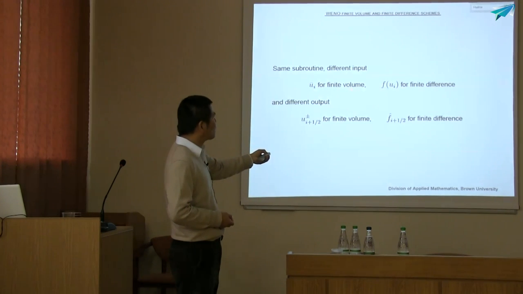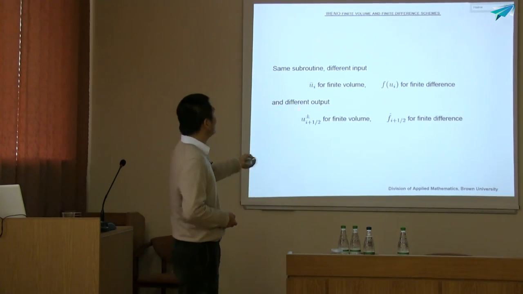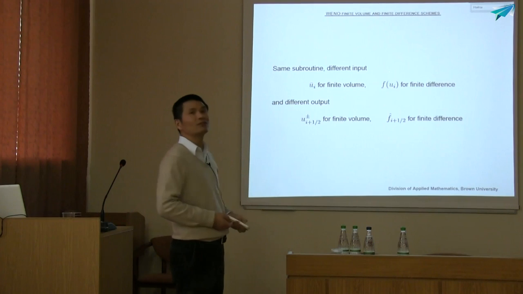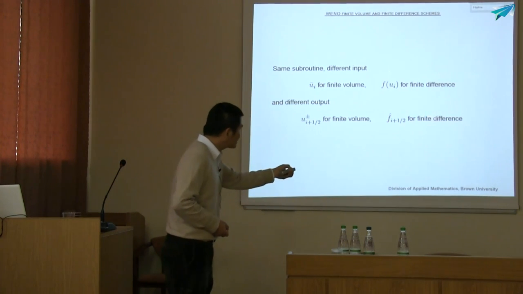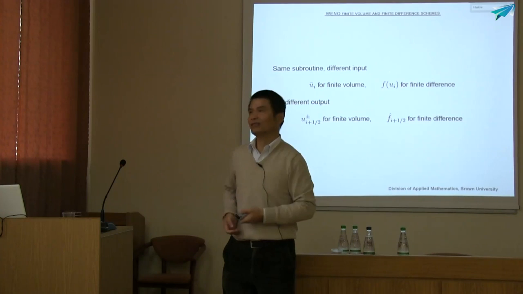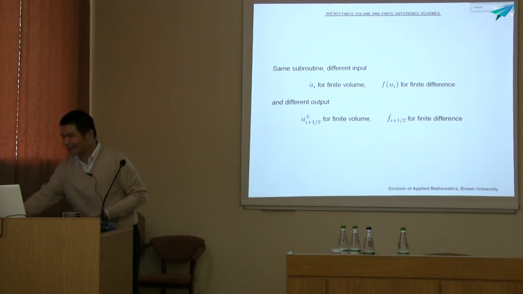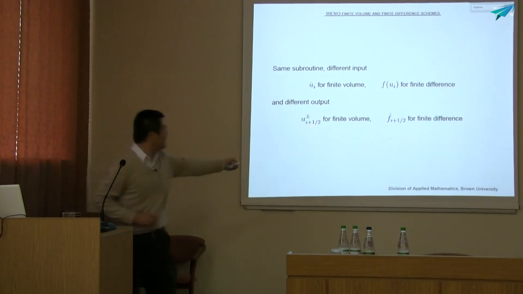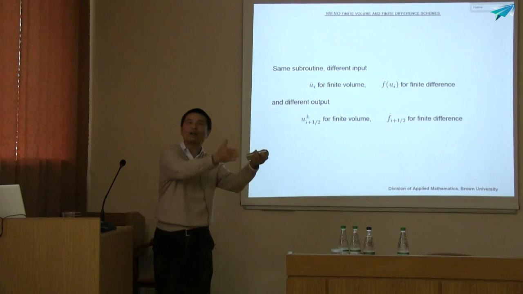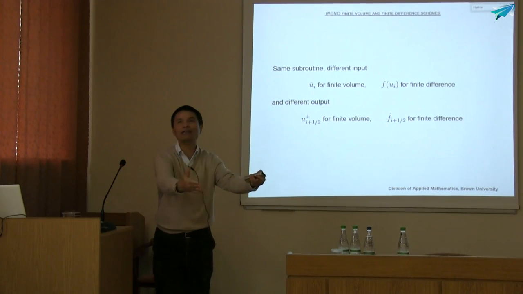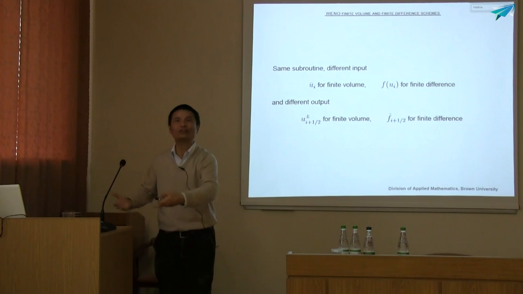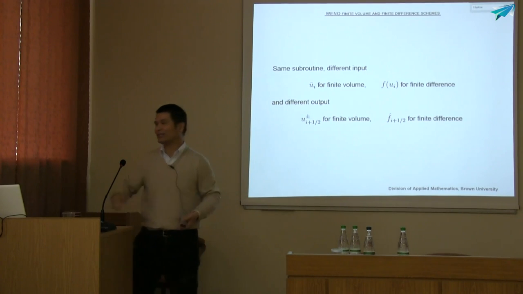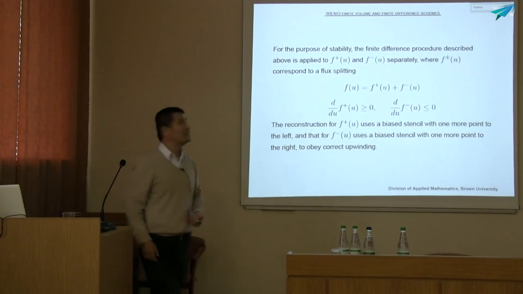So again, I summarize here: same subroutine, different input. For example, u bar_i for finite volume, f of u_i for finite difference, and different output. For finite volume, you get u plus/minus at i plus half as your output. Here, you just get the numerical flux as your output. But you ask, oh, but how about the upwinding? Where did the upwinding go? Because here, I have the plus and the minus, and I have a monotone flux, and then I can do upwinding. So how do you do the same thing for finite difference? I already explained accuracy, but I did not explain upwinding stability. That you can do in this way.